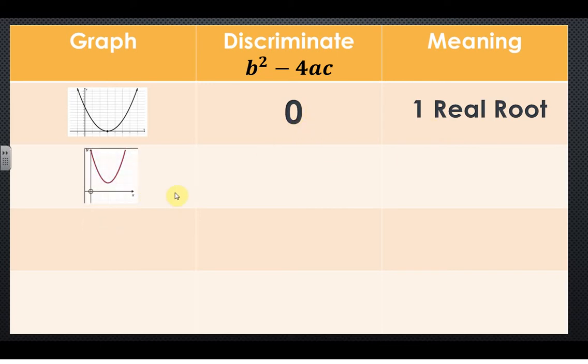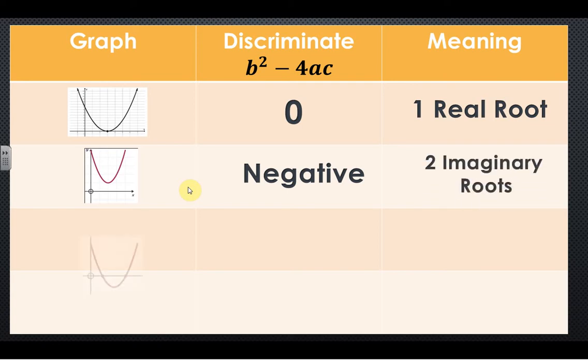If you have no roots, an imaginary root, that means that your discriminant underneath your radical came out negative, because that's where we get the i's. So you have 2 imaginary roots.